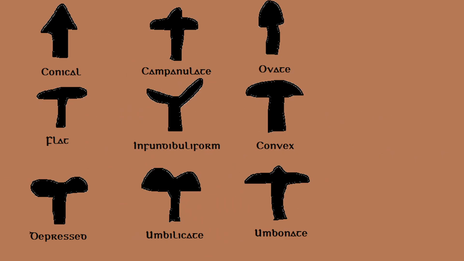They are conical, like a cone, campanulate, like a bell shape, ovate, like a semicircle, flat, like a plate, infundibuliform, like a V, convex, like a flatter semicircle, depressed, like a bird bath, umbilicate, like an innie belly button, or umbonate, like an outie belly button. Aside from these 9 shapes, there are special kinds of mushrooms. Lion's mane is a tooth mushroom, and it literally looks like the mane of a lion or some shaggy hair.